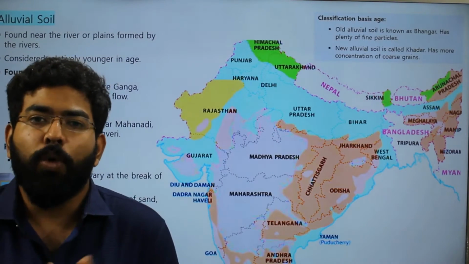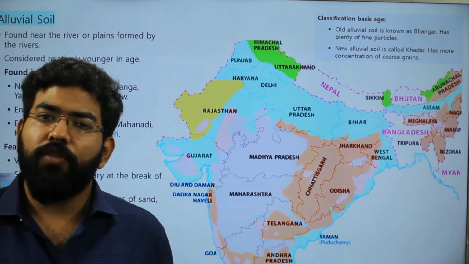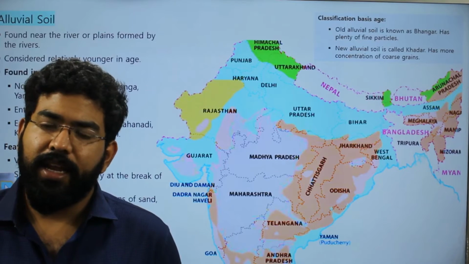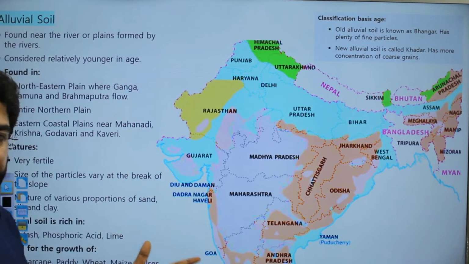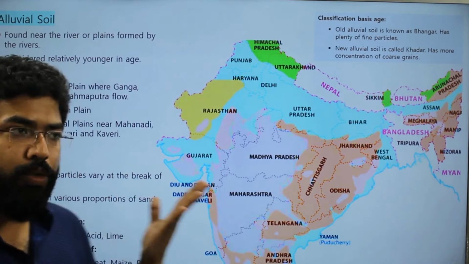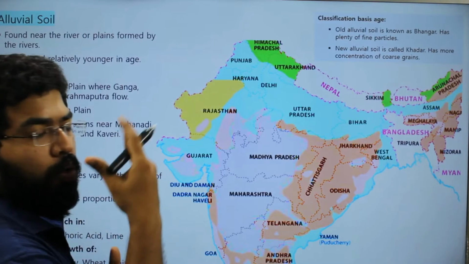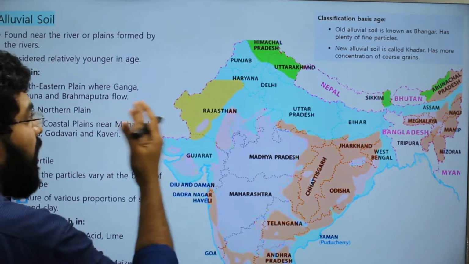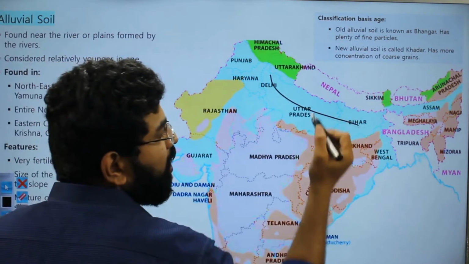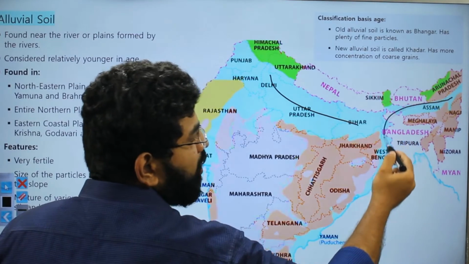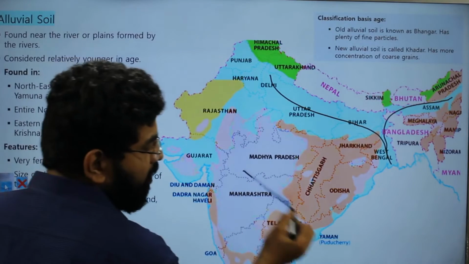Alluvial soil is the most important and the most fertile soil. You will see that most of your major crops are grown over the alluvial soil. You will have your wheat, your paddy, your sugarcane. Now, alluvial soil is formed near the river basins. Wherever you have the flow of the river Ganga, the flow of the river Brahmaputra, you have the Ganga Brahmaputra basin, and then the Krishna Godavari basin.